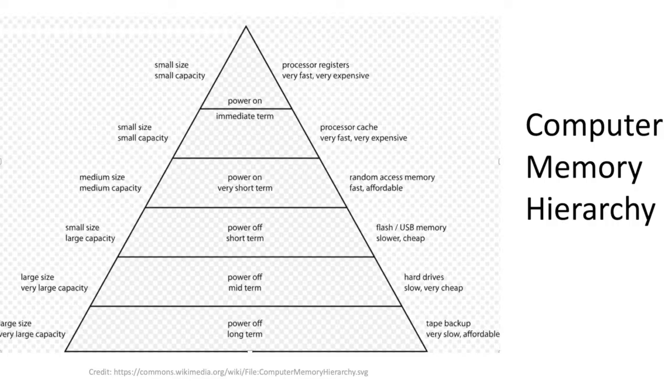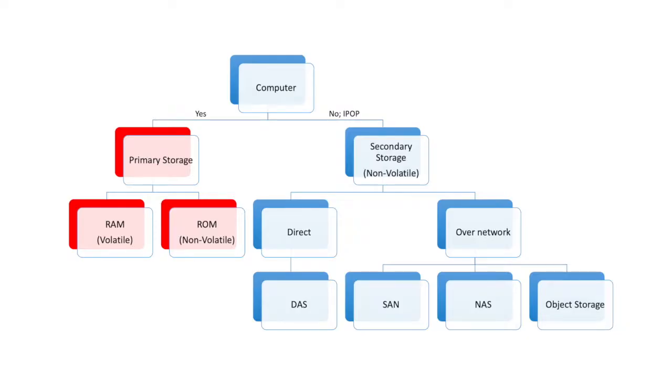And as you would know from the computer memory hierarchy, the things which are very close to the computer, like the processor and registers, are very fast and very expensive. They have small size and small capacity, and they are volatile. What volatile means is if you switch off the power, the memory is going to go away. But if you move down the pyramid, even if you power off, it has long-term sustainability of the memory or storage. That's why these are called non-volatile. These are large size, very large capacity, very slow and affordable.